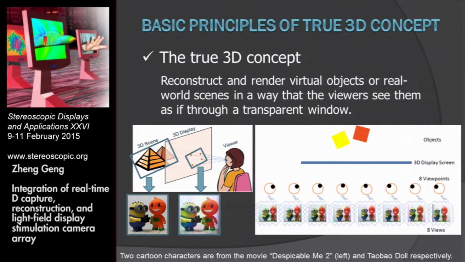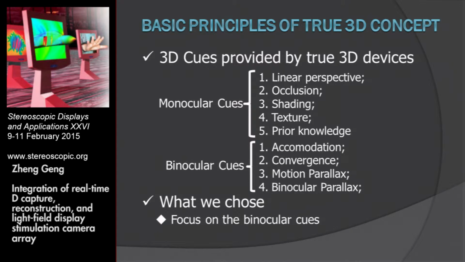As you could see from the picture, true 3D will provide you with the correct perspectives at the correct position, just like you see something through a transparent window, and you could even neglect the window. And actually, you could experience three-dimensional feelings because the images will provide you with 3D cues.